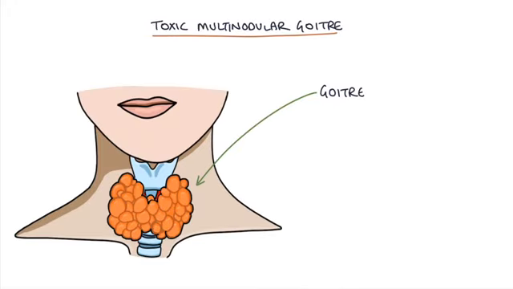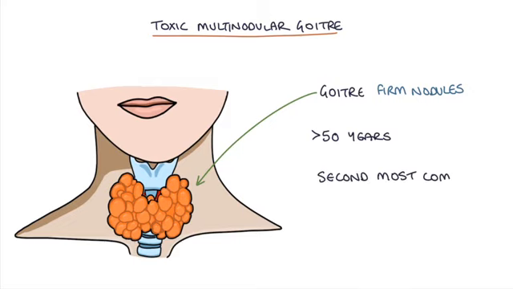Some of the features of toxic multinodular goiter: so you'd have a goiter, and then when you palpate it during your thyroid exam, you'd feel firm nodules. Most patients with toxic multinodular goiter are above 50 years old, and just as a reference point, toxic multinodular goiter is the second most common cause of thyrotoxicosis.